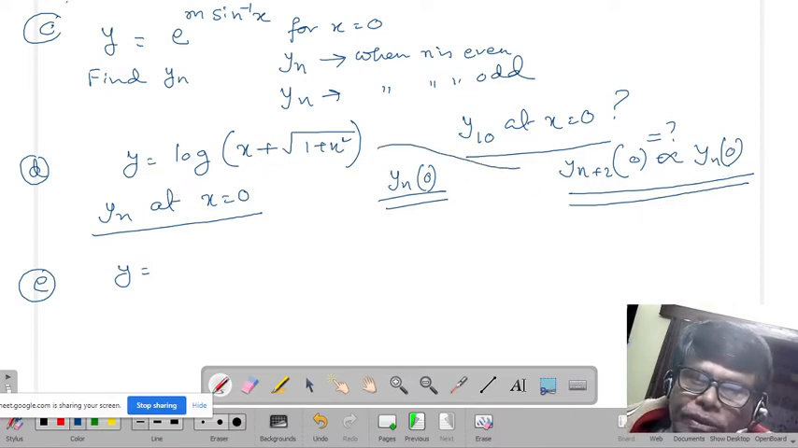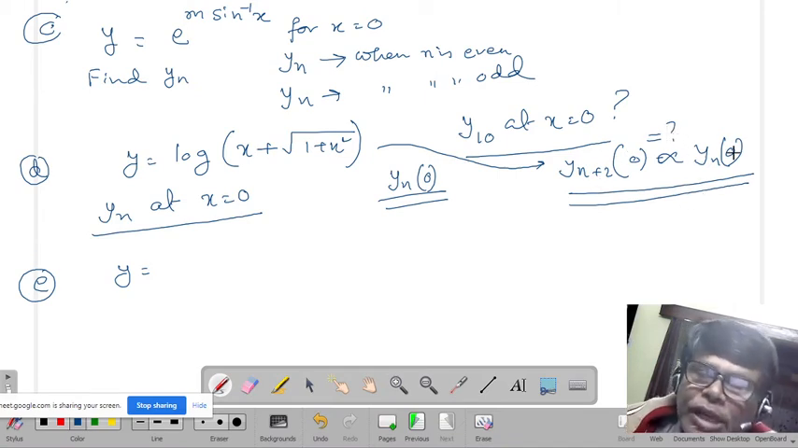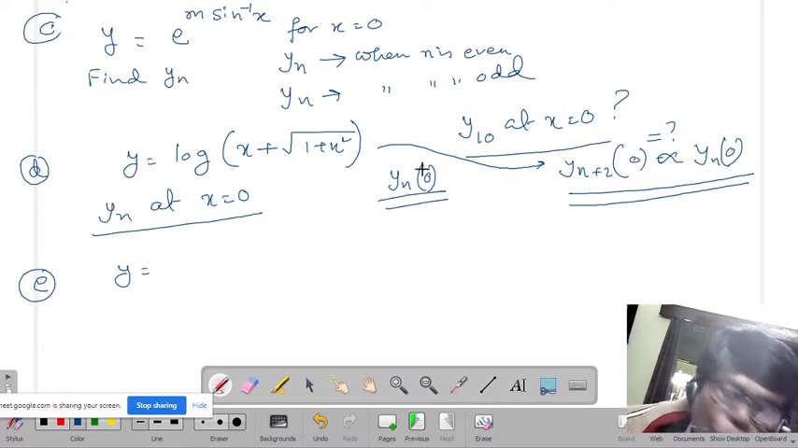Sir, can you repeat that relation one more time? yn plus 2 at 0 is proportional to yn at 0. So there will be some equality sign and some constants here. This relationship you have to find out, and from this relationship you will guess the value of yn at 0. You take n is equal to 1, then n is equal to 2, then n is equal to 3, and so on, up to 10. From that you will get the relationships.